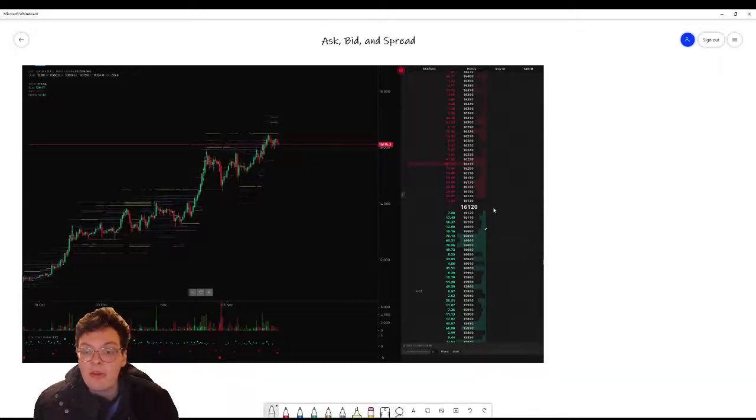But anyways, the spread is the difference between the ask and the bid. This isn't actually accurate about what the spread is right now, because the resolution is low.